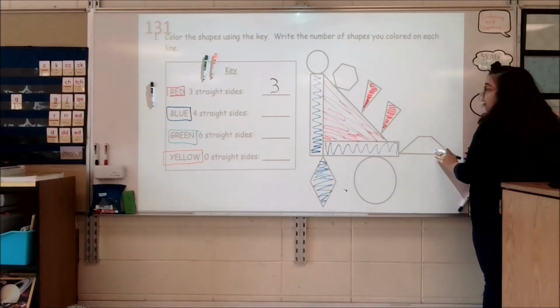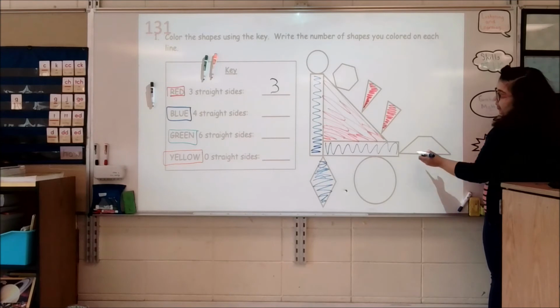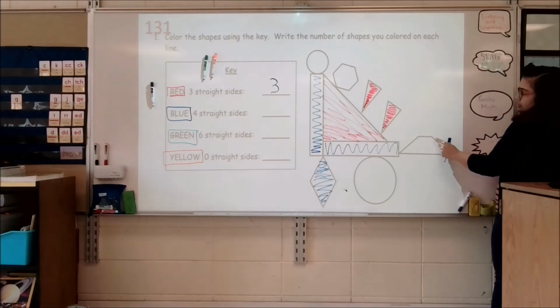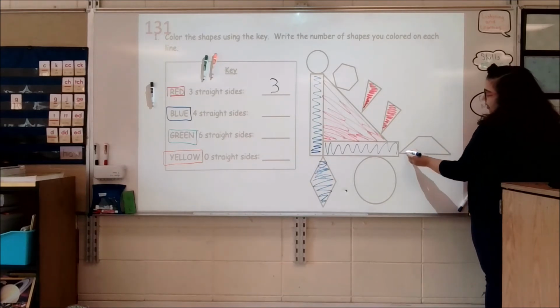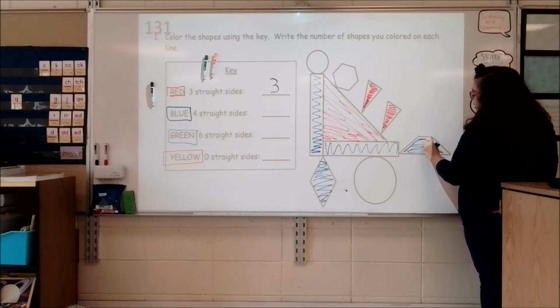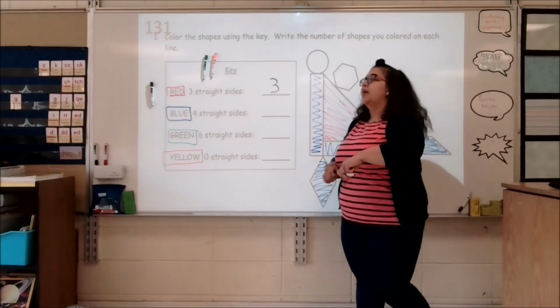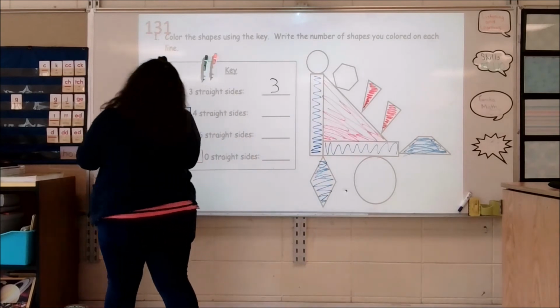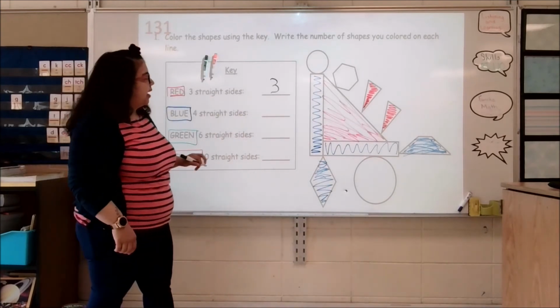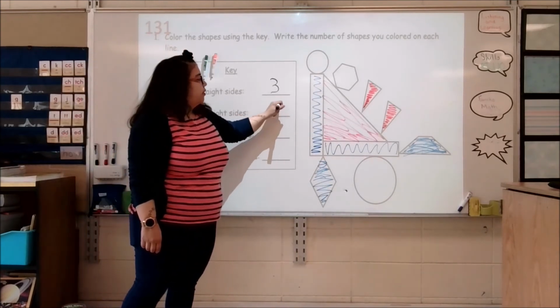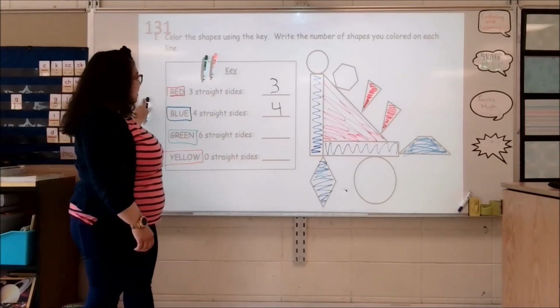But over here, and you may have noticed this in your bag of shapes, we have 1, 2, 3, 4 straight sides. This guy right here is called a trapezoid, and it is another 4 straight side shape. So in answer to my question, how many shapes have 4 straight sides? We found 4 of them with 4 straight sides.